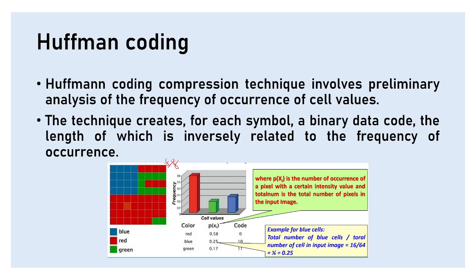You can see, for example, they have given the example for blue cell. There are 16 blue cells, you can see here 4 by 4, so it is 16. So 16 by 64 will give you 1 by 4, that is 0.25. So pxi is the number of occurrences of a pixel with a certain intensity value, and total number is the total number of pixels in the input image. That is how they got this frequency, pxi.